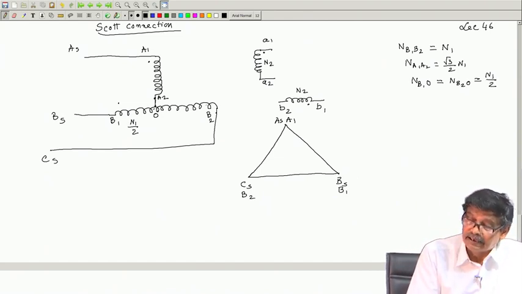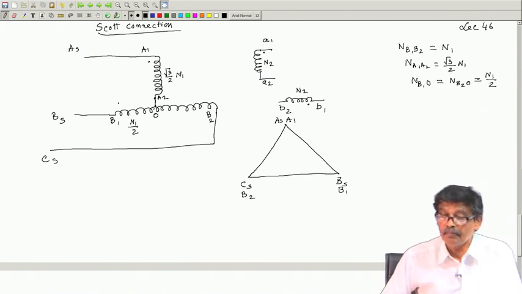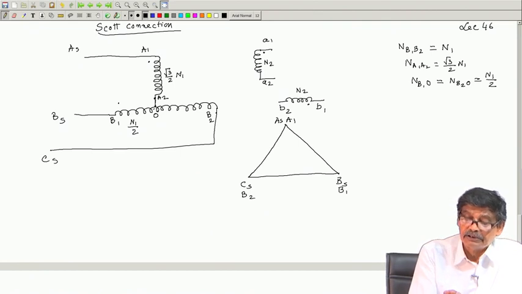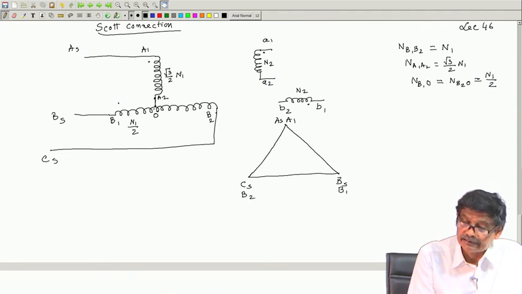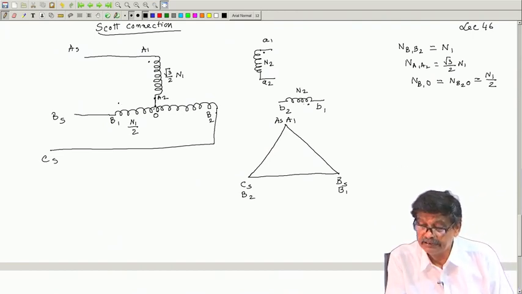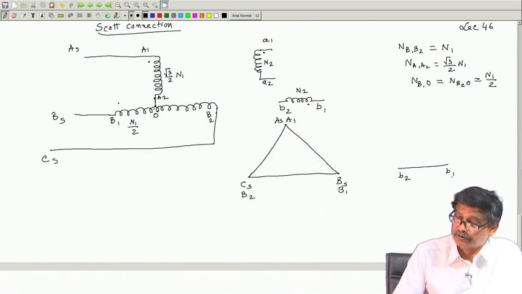Total number of turns is N1 and the number of turns of this transformer is root 3 by 2 into N1. And now the question is what is the voltage applied across B1 B2? It is BS CS, that is this voltage. Since B1 B1 are dot, you will get on the secondary a voltage here, which I should call B1 B2. That is straightforward.